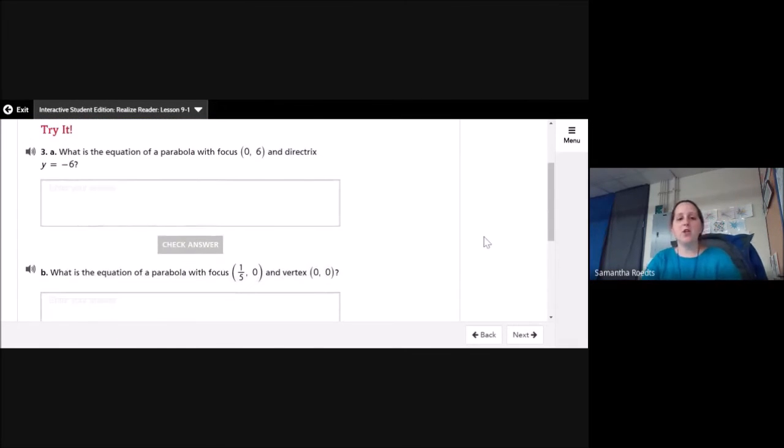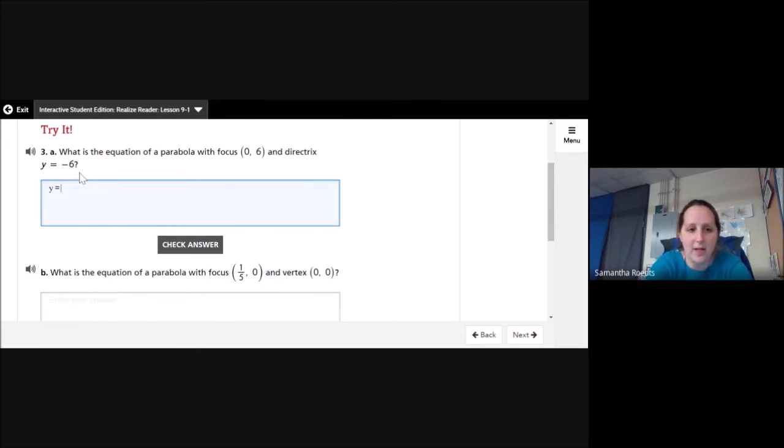Let's try it. What is the equation of a parabola with focus 0, 6 and directrix y equals -6? So again, this is y equals -6. This tells me the directrix is down here, which means my focus point is 0, 6, so it opens upwards. That means my vertex is 0, 0. So again, I can do exactly what I've been doing, or I can use that equation.